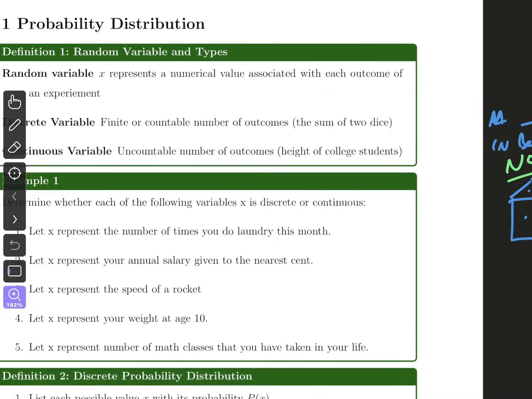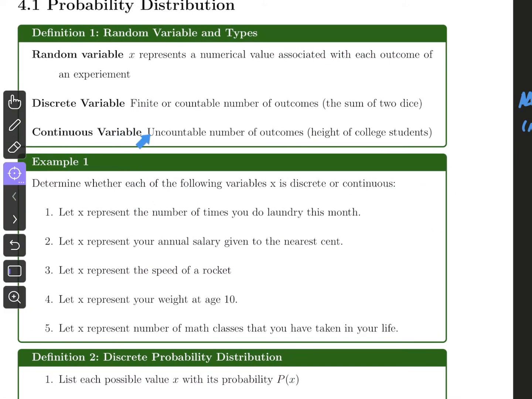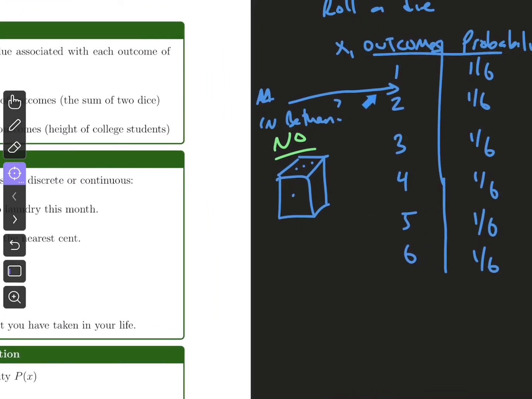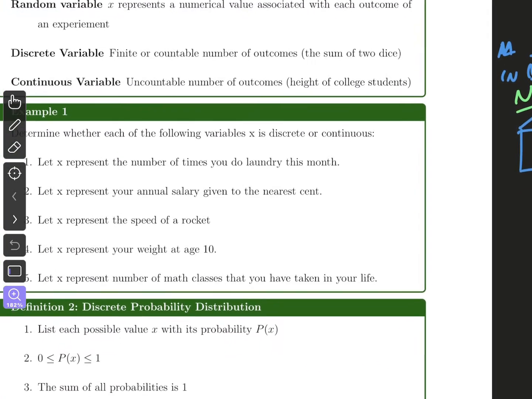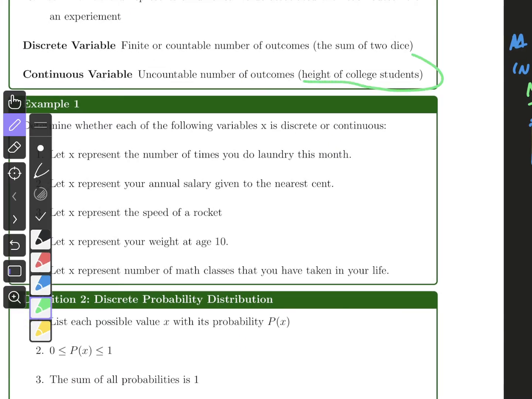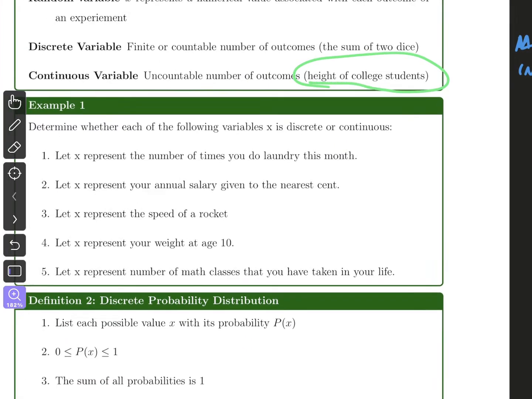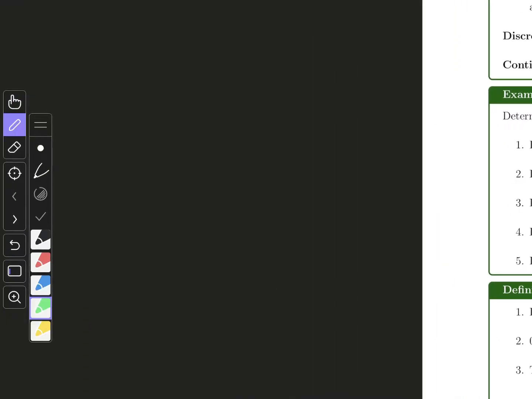But when you're talking about continuous variables, uncountable means that there are way too many outcomes. If I give you any two outcomes, there exists another outcome in between. There's just no way for you to count all of the different ones. So, height of college students. For example, if I wanted to do that, let's try this out.